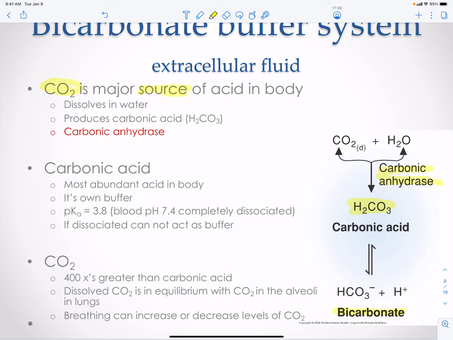One of the things to keep in mind is carbonic acid has a pKa of 3.8. Because of this, and our blood pH is at 7.4, carbonic acid is going to be completely dissociated, and so you're going to get bicarbonate. Now, CO2 is the source of acid in the body, but carbonic acid is the most abundant acid in the body because it's what is generated from CO2 via carbonic anhydrase.